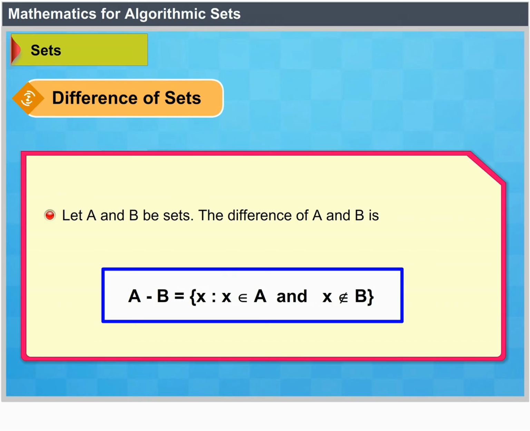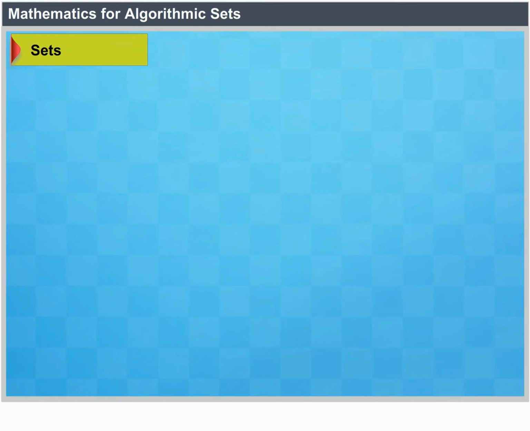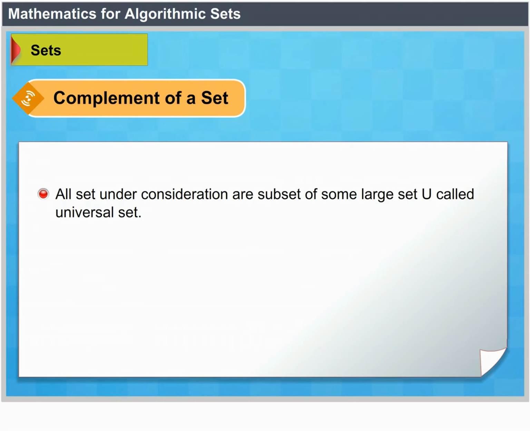For example, let A contain 1, 2 and 3 and set B contain 2, 4, 6 and 8. The set difference A minus B is equal to {1, 3}, while B minus A is equal to {4, 6, 8}. Complement of a set. All sets under consideration are subsets of some large set U, which is called the universal set.